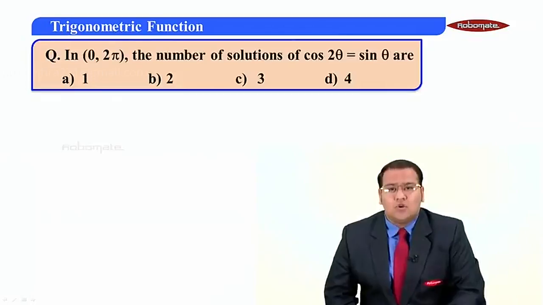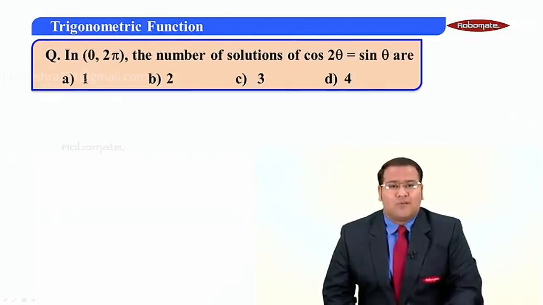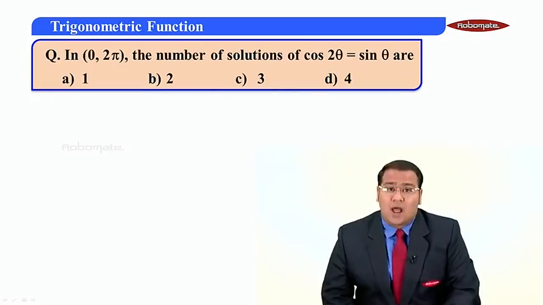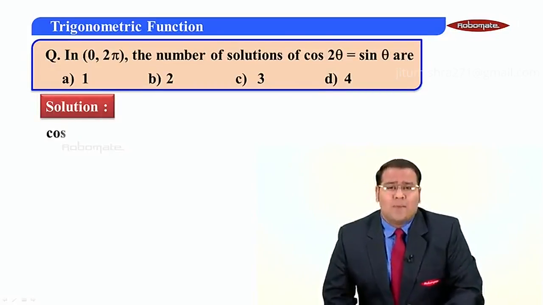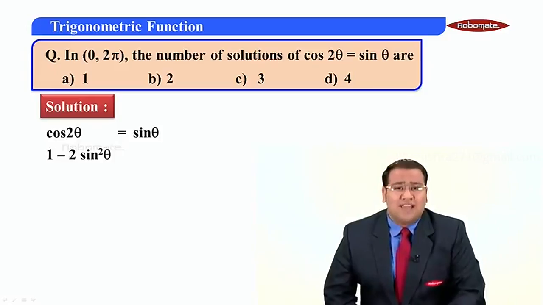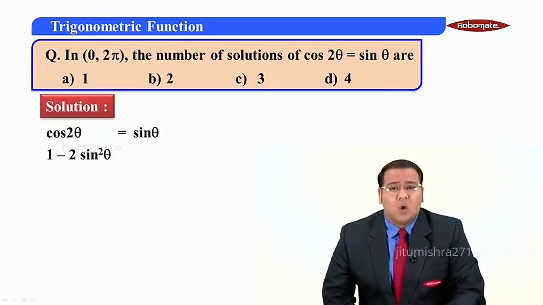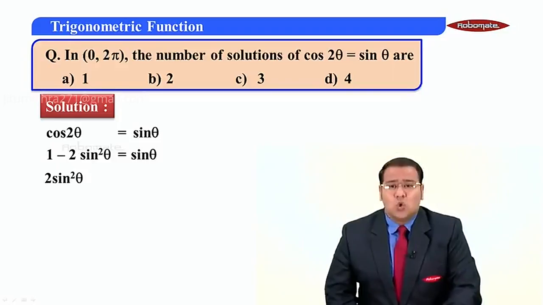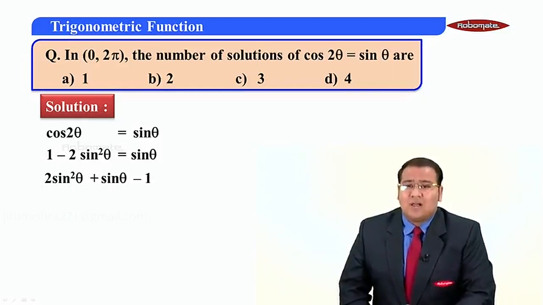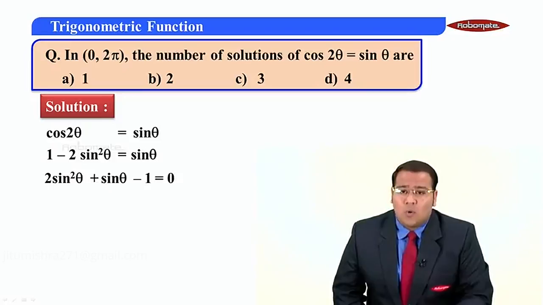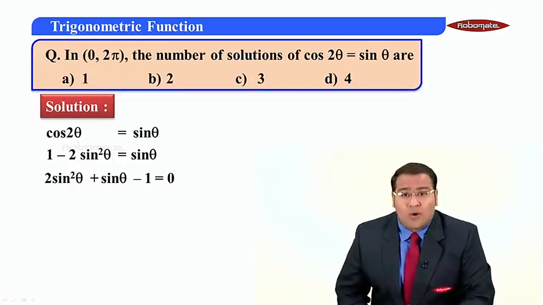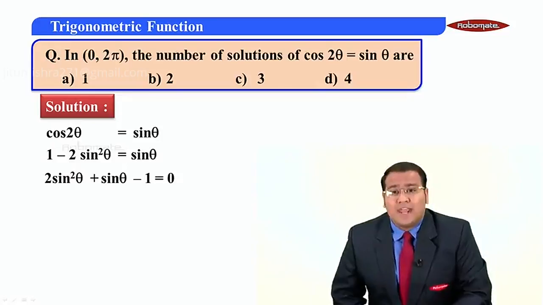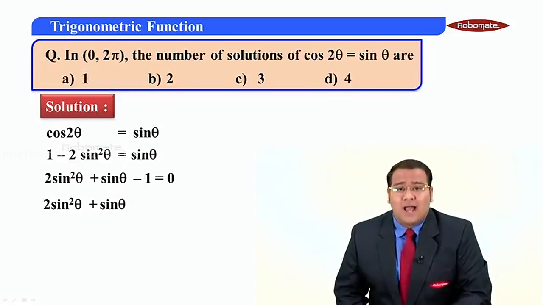In 0 to 2 pi, the number of solutions of cos 2 theta is equal to sin theta are. Students, very important question. When cos 2 theta is equal to sin theta, we know cos 2 theta is written as 1 minus 2 sin square theta, which is equal to sin theta. When you are rearranging the terms, the equation would be 2 sin square theta plus sin theta minus 1 is equal to 0. If you observe this equation, it is a quadratic one. So, to make it in a perfect quadratic form, we are adding and subtracting sin theta.